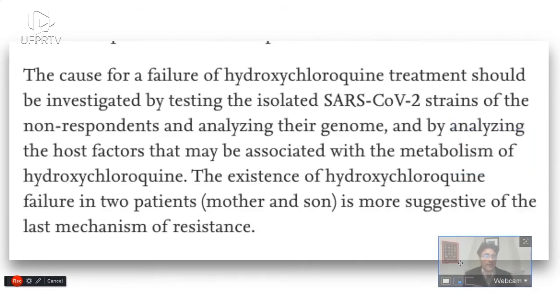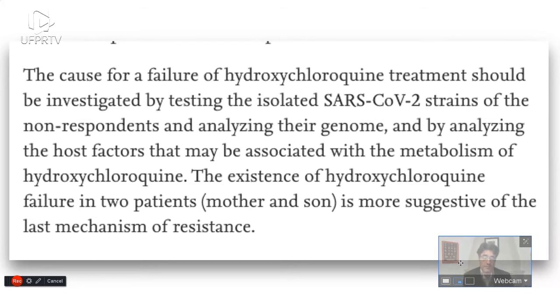They say the cause for a failure of hydroxychloroquine treatment should be investigated by testing the isolated SARS-CoV-2 strains of the non-respondents and analyzing their genome, and by analyzing the host factors that may be associated with the metabolism of hydroxychloroquine. The existence of hydroxychloroquine failure in 2 patients, mother and son, is more suggestive of the last mechanism of resistance, meaning that it's something to do with the genetics of the patients.